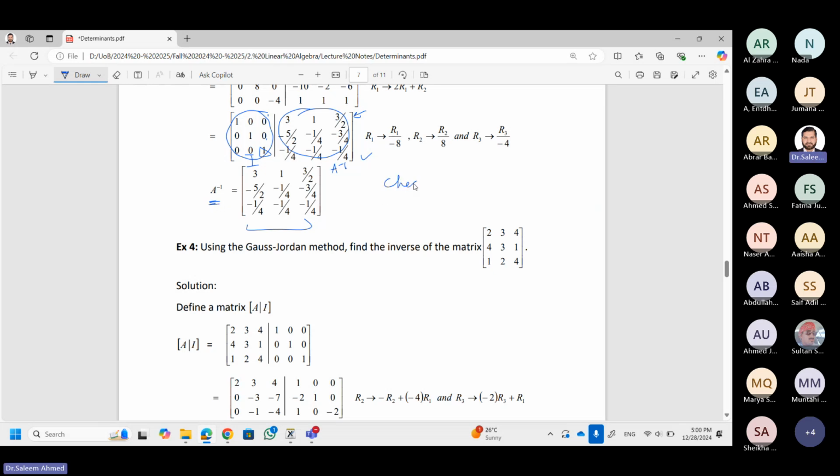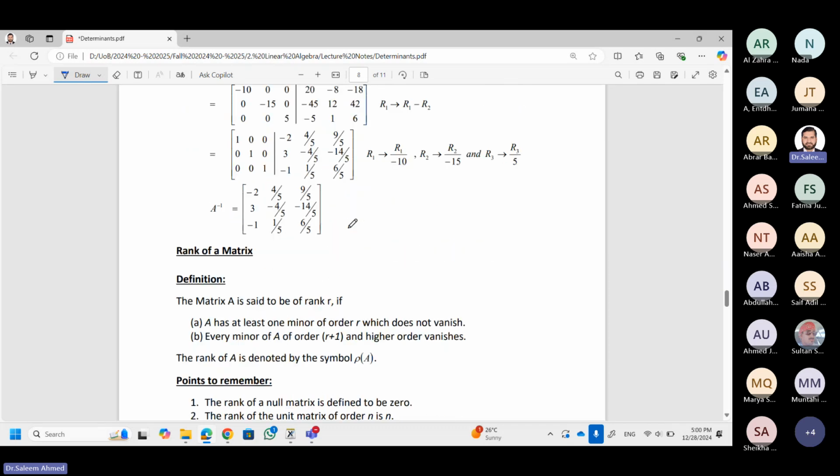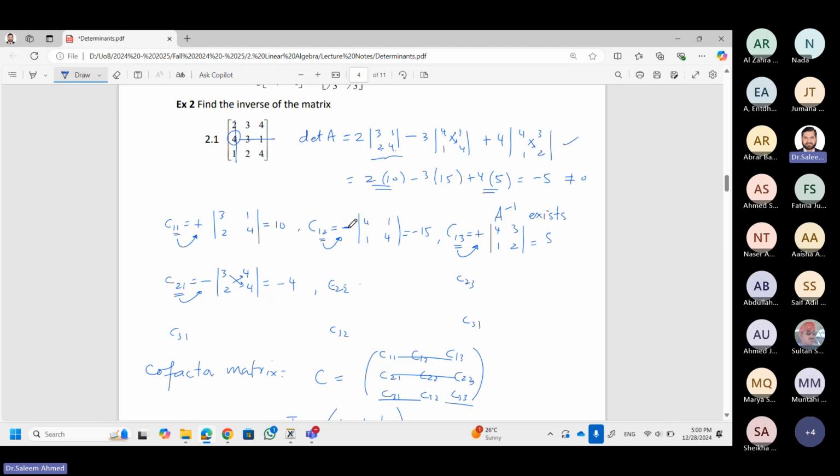At the end, you can check your answer as well. If you want to check whether our answer is correct or not, you can multiply A with A inverse. It will give you identity. If you multiply these two matrices, you will get the identity matrix. So this will show you that your answer is correct. So a couple of examples are done with the row reduction algorithm, right? And a couple of examples are done with this 3.3 cofactor method. So whatever you want, you can use it, no issues.